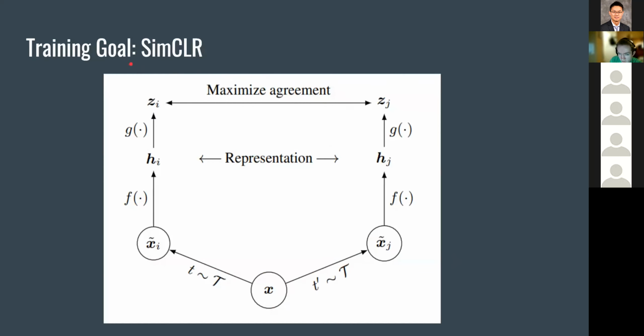And so the training goal here is SimCLR. In my entire process, this is essentially what I use. So we take some image, perform two different augmentations on it, and then we want to maximize the agreement between those two images while also pushing away all of the other images in the same batch.